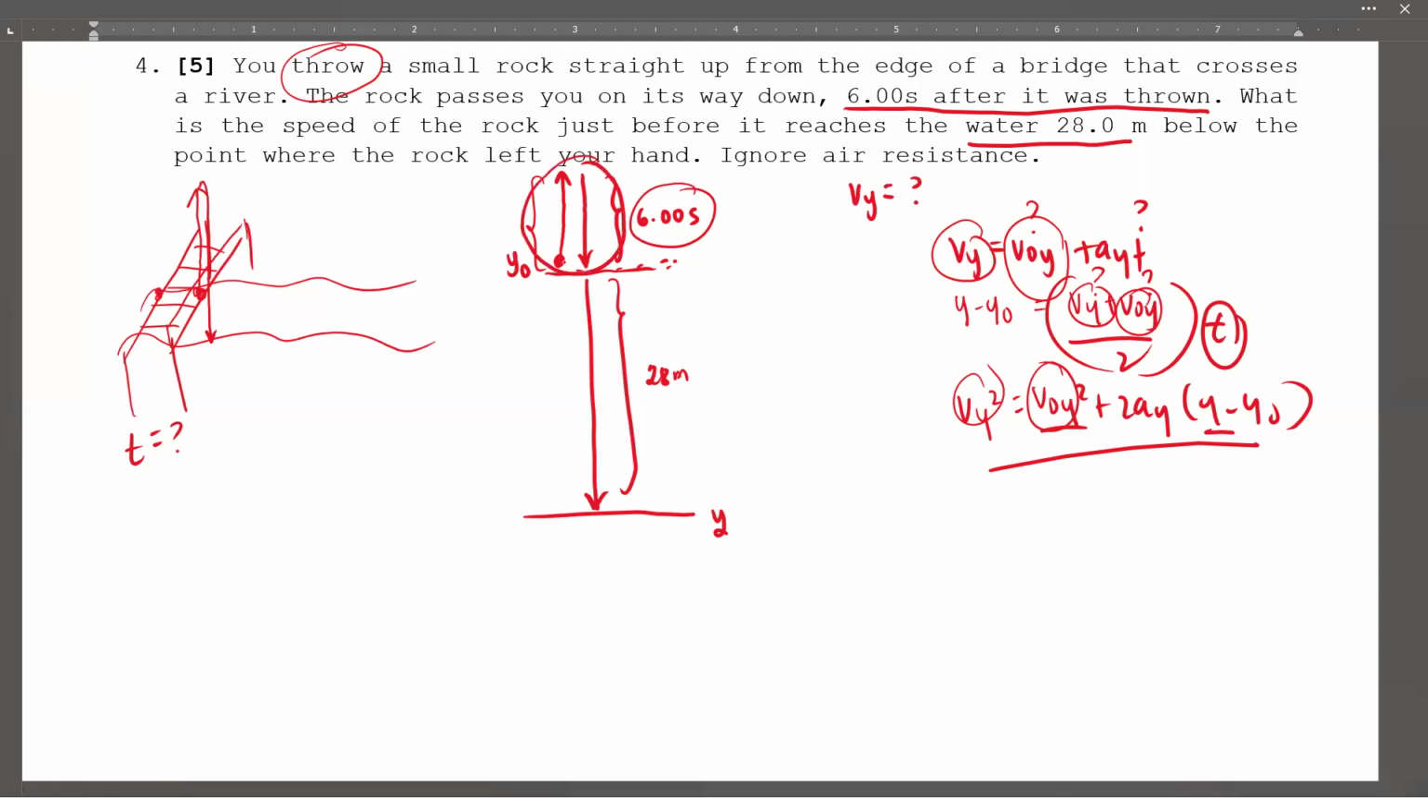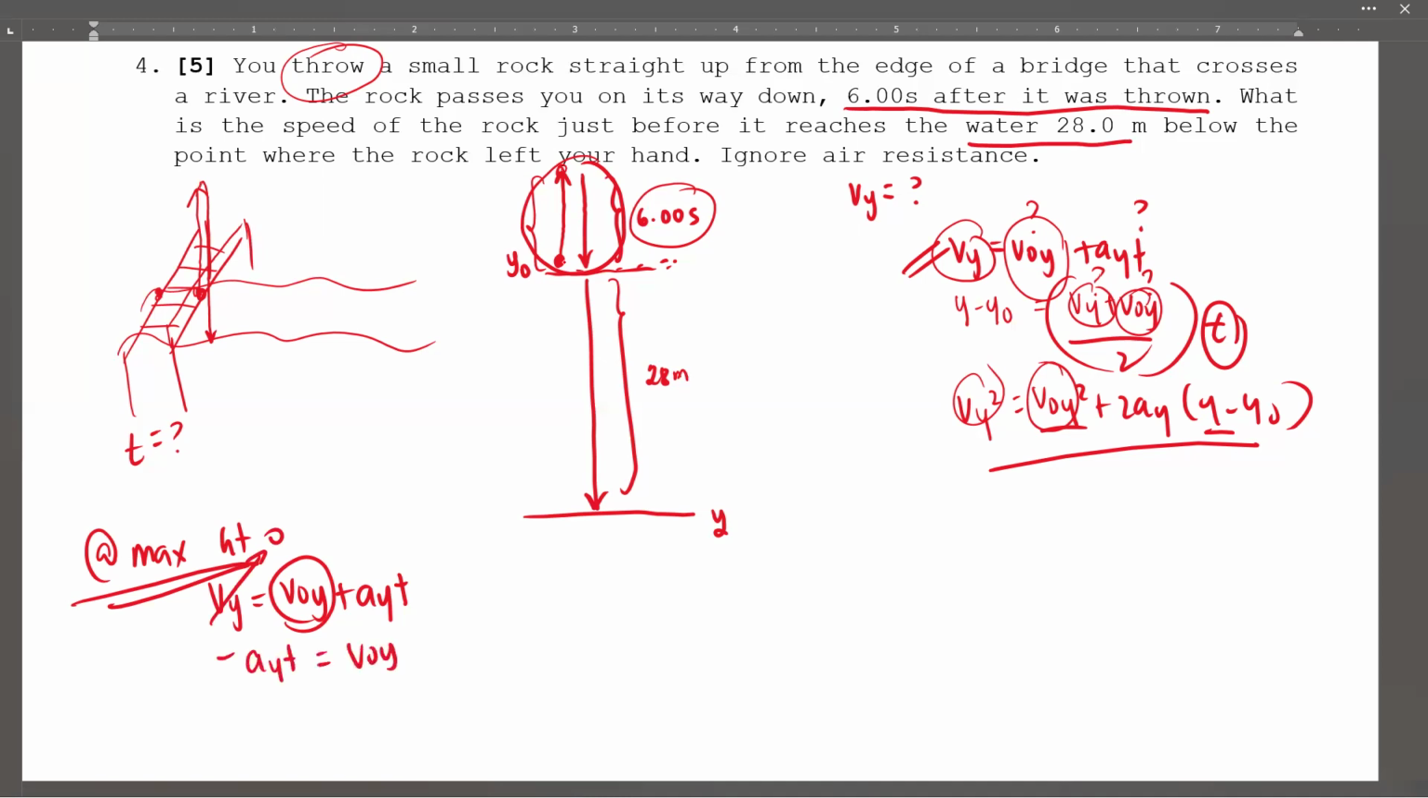I know that the round trip of the rock until it is back at my level is 6 seconds. And I know that before it falls, it reached maximum height. So I can get Voy because I know it reached maximum height. I can use the first equation, Vy equals Voy plus Ayt, assuming a situation at maximum height. At maximum height, Vy is 0. Speed is 0. So I'm left with negative Ayt is equal to Voy.